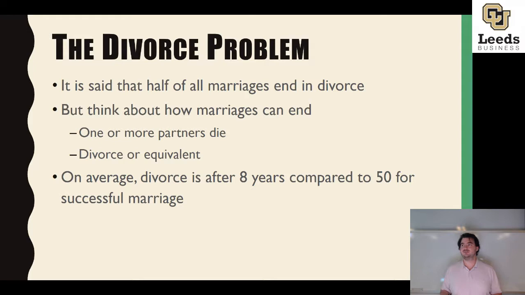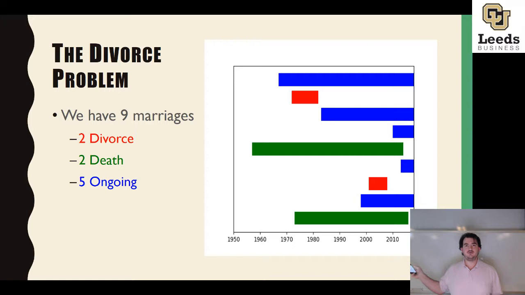So, I randomly generate 9 marriages here. I've got, in red, 2 divorces. 1, 2. I have 2 successful marriages. Success being somebody died. 1, 2. When I collected my data in 2018, I have 5 more marriages that I don't know how they're going to end.